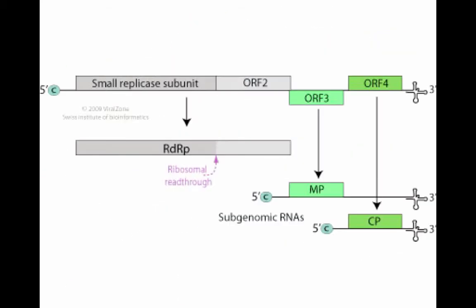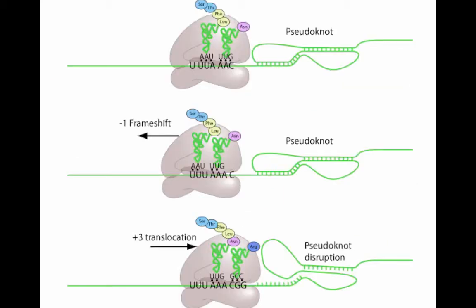So basically, with the read-through, it allows you to get one polypeptide that's full length, another polypeptide that is just this one small unit, and then a third polypeptide that is just this open reading frame 2. So you get 3 polypeptides out of that one sequence. Really cool way to condense information and use all the space that you have.